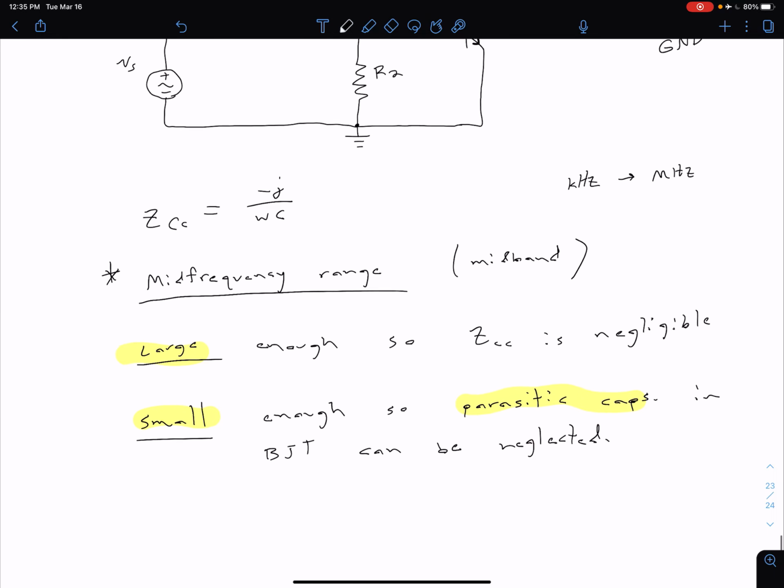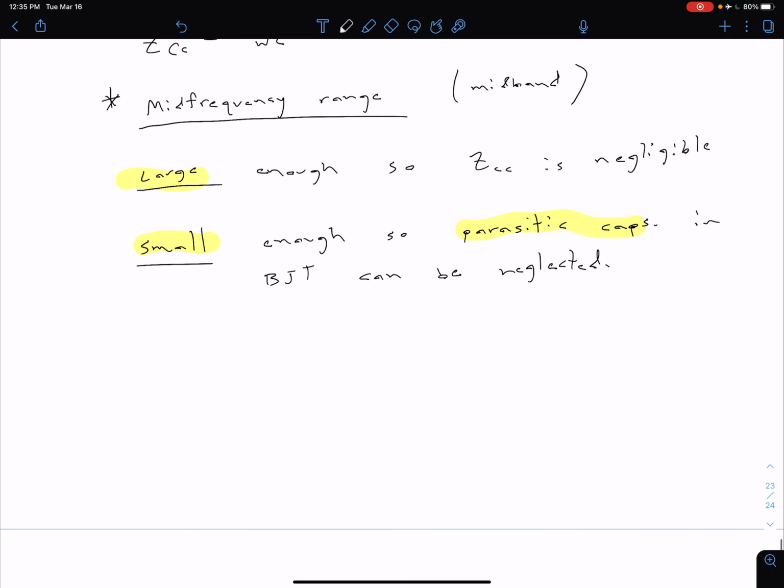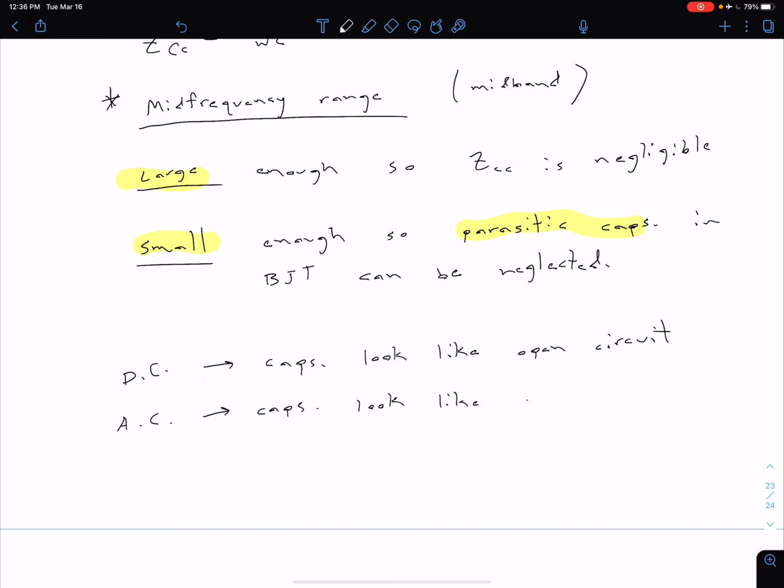Ultimately, though, what we're going to do when we're working on our analysis in this book is we're going to assume that for our DC signals, our capacitor behaves like an open circuit. So caps look like an open circuit. And then for any AC signals, we're going to assume that the caps are behaving like a short circuit.